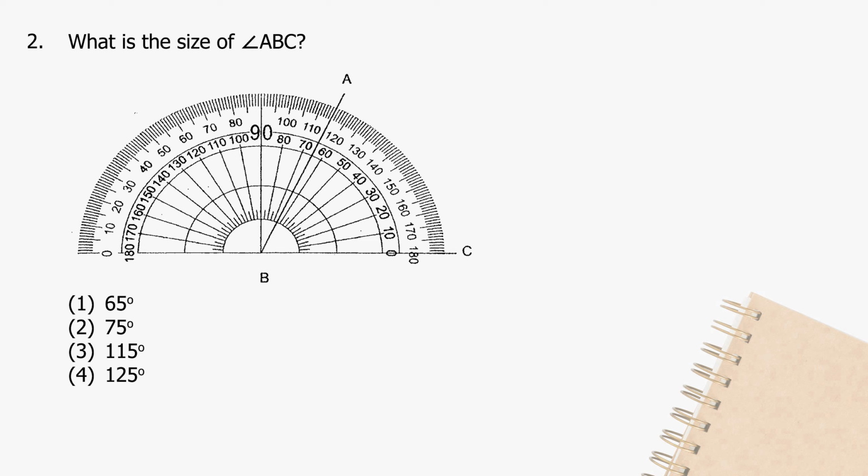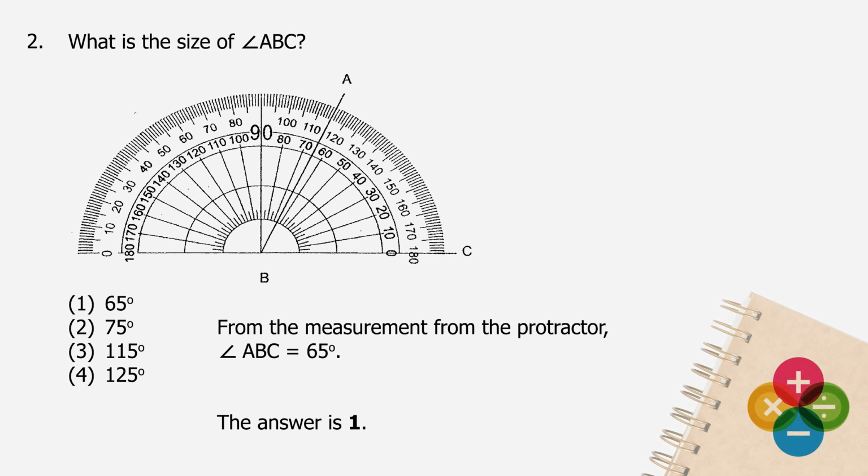Question 2. What is the size of angle ABC? The measurement from the protractor shows that angle ABC is equal to 65 degrees. The answer is 1.